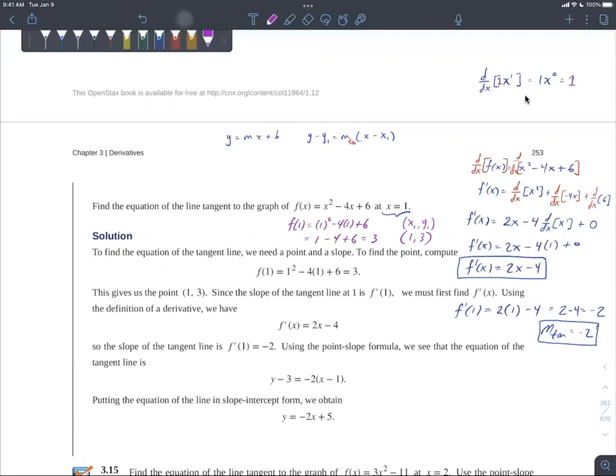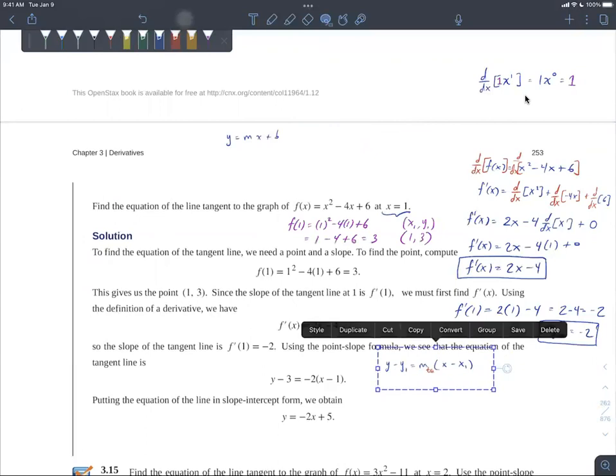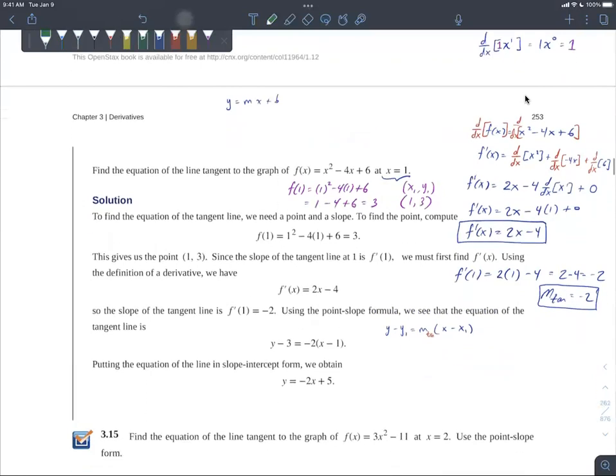And so now we can just use our point slope form and plug everything right in. y minus y1 is y minus 3, equals the slope of the tangent line, which is negative 2, times x minus x1, which is 1. So here we have y minus 3 equals negative 2x plus 2. And if we add 3 to both sides, we have negative 2x plus 5. That is the equation of our tangent line.